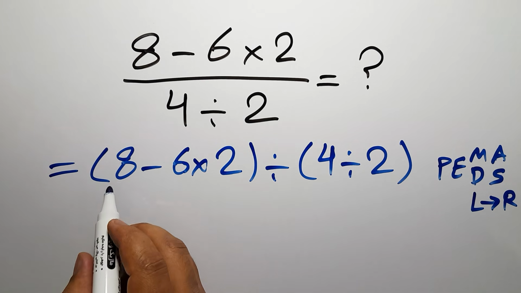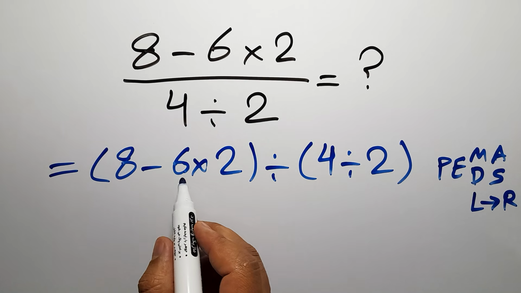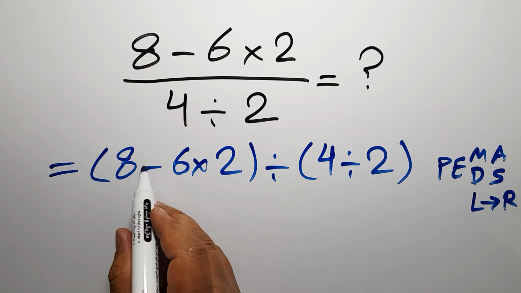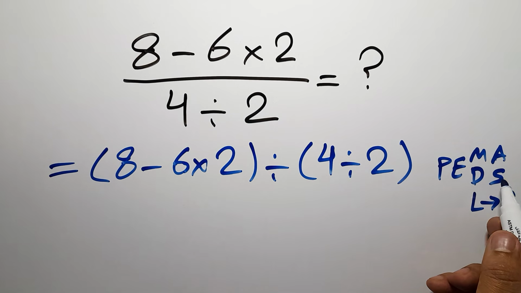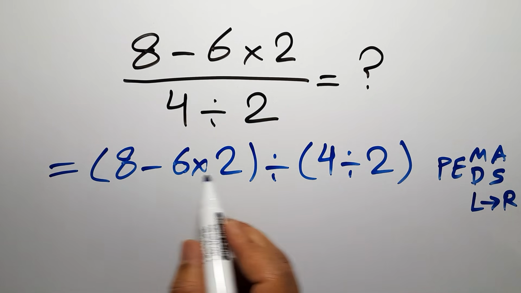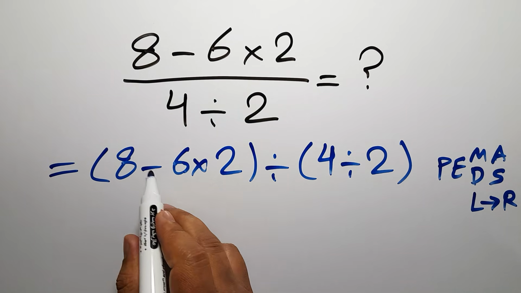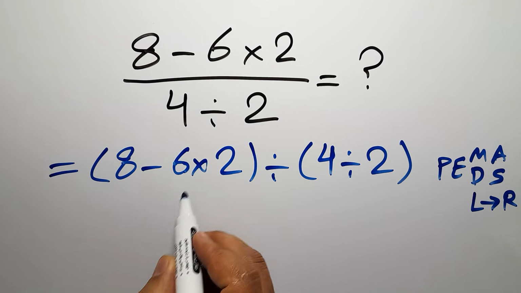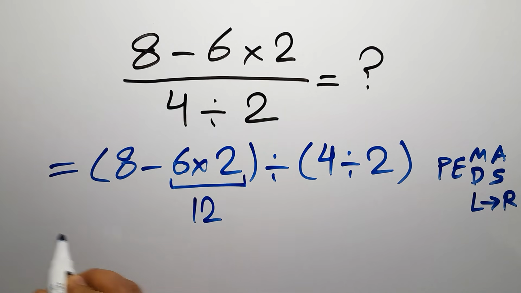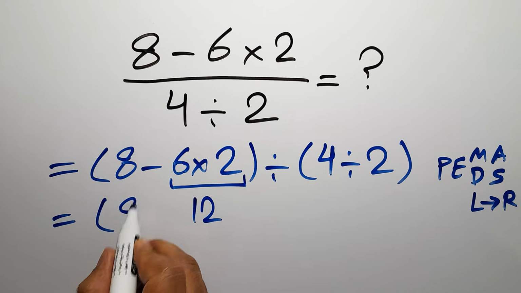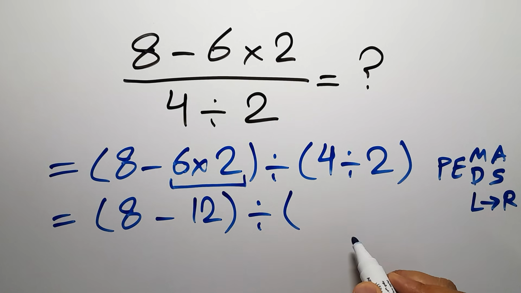Okay? So first we have to do this parentheses. And inside this parentheses we have one subtraction and one multiplication. Multiplication comes before subtraction in PEMDAS. So now we have to do this multiplication, then this subtraction. 6 times 2 gives us 12. So we have parentheses 8 minus 12, divided by this parentheses.